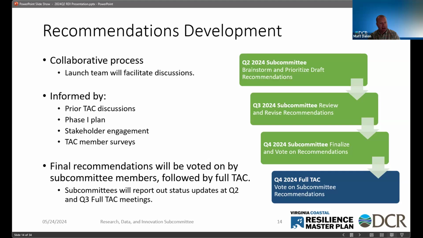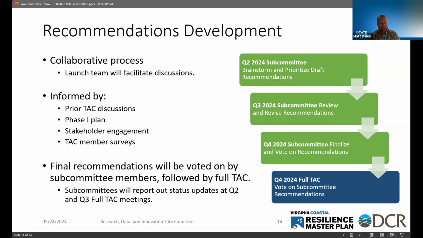These recommendations that come out of the subcommittee are going to be presented to the full TAC in the Q4 meeting for a vote of the full TAC. So we need to get out of our Q4 meeting with finalized recommendations that are coming out of this subcommittee that the subcommittee has voted on.